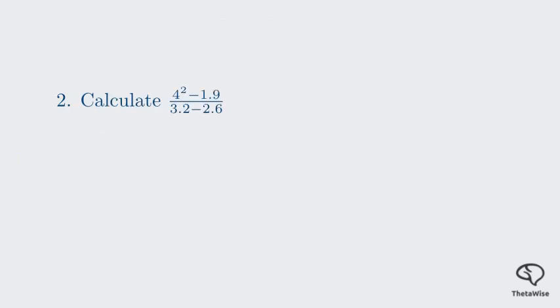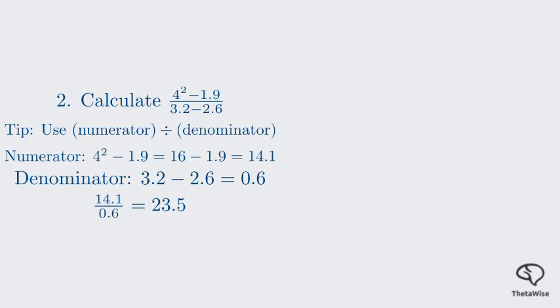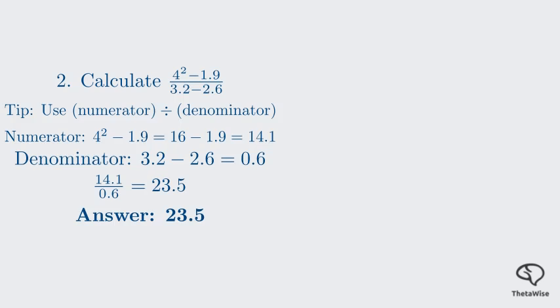Question 2 is a straightforward calculation. When typing this into your calculator, it is safest to use the fraction button or put the numerator and denominator in brackets. The top part is 14.1. The bottom part is 0.6. 14.1 divided by 0.6 gives exactly 23.5. The answer is 23.5.